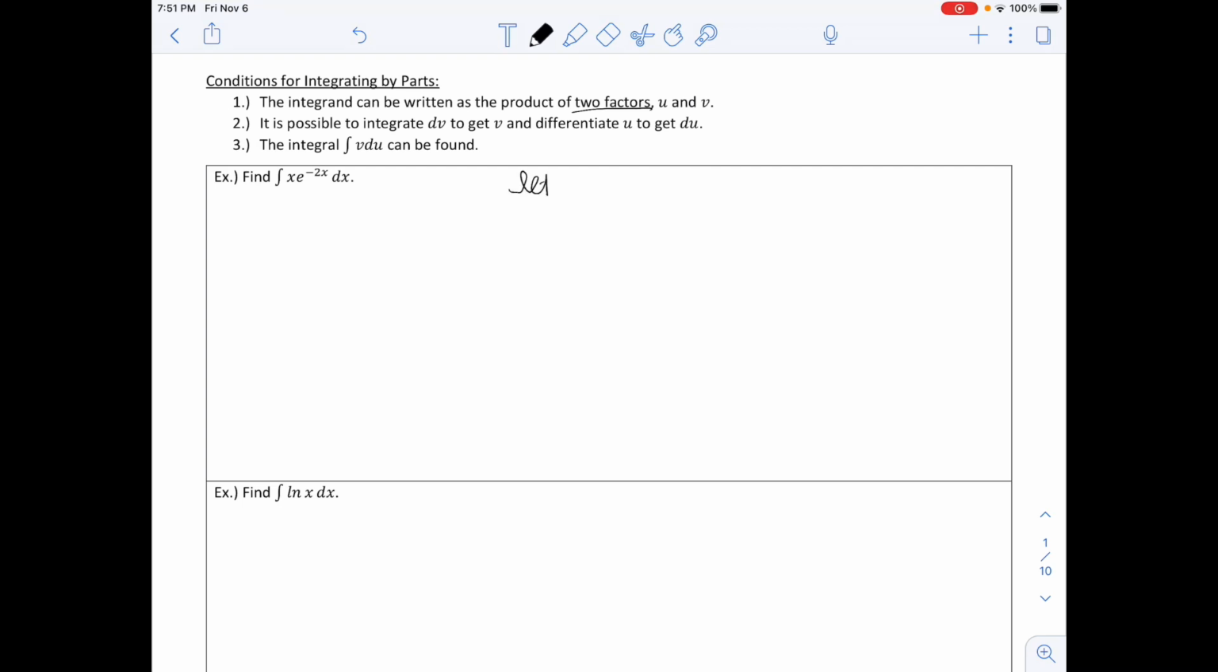So we're going to write let u equal and dv equal. We need to figure out what to let u equal and what to let dv equal, and we're going to separate this into two pieces. I'm going to pick u to equal x, because when I take the derivative with respect to x, I just end up with du equal to dx.